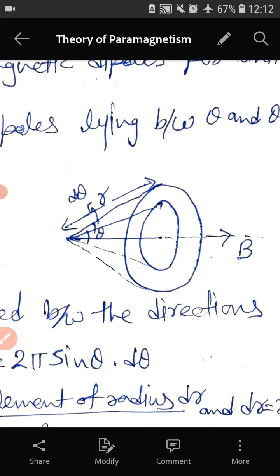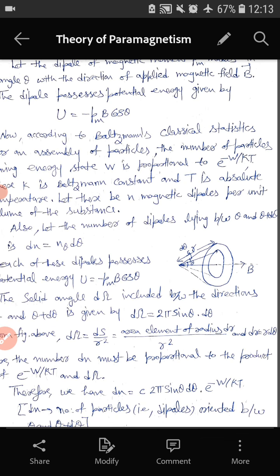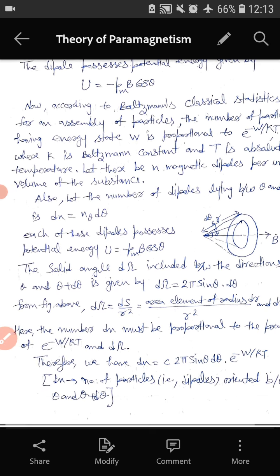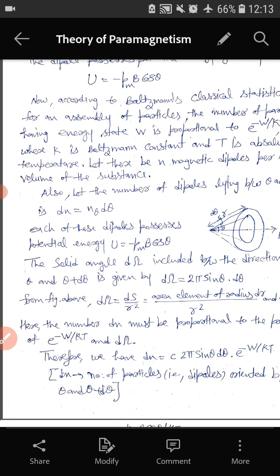First we will calculate the solid angle subtended by this region between theta and theta plus d theta. The solid angle between these directions will be d omega equal to 2 pi sin theta d theta. And as we know, this dn, the number of particles, will be proportional to the product of exponential minus W by kT and d omega. Therefore dn will be C into 2 pi sin theta d theta into exponential minus W by kT, where C is the constant of proportionality.